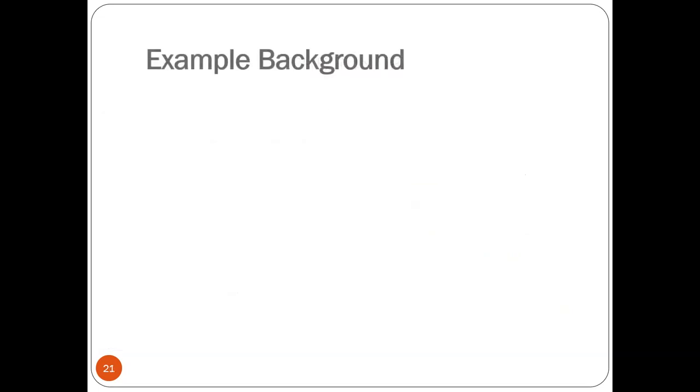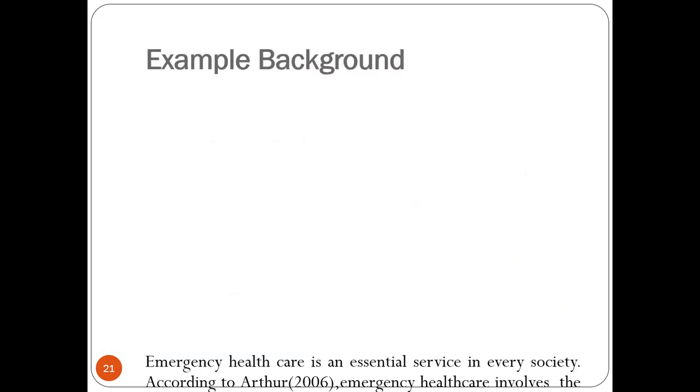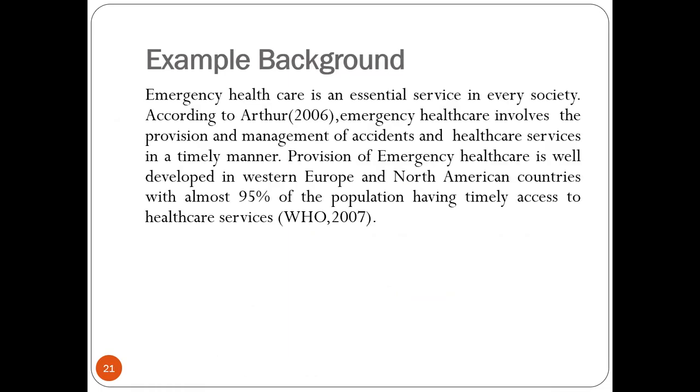So now we are going to give an example of a background statement. We have the first example here. Emergency healthcare is an essential service in every society. This is broad. You see, he has given us the global perspective of it. Then he didn't end there. You want to emphasize with a fact, you want to validate the information he has given. Then he said, according to ATA 2006, emergency healthcare involves the provision and management of accidents and healthcare services in a timely manner. So now you understand the meaning when you talk of emergency healthcare.